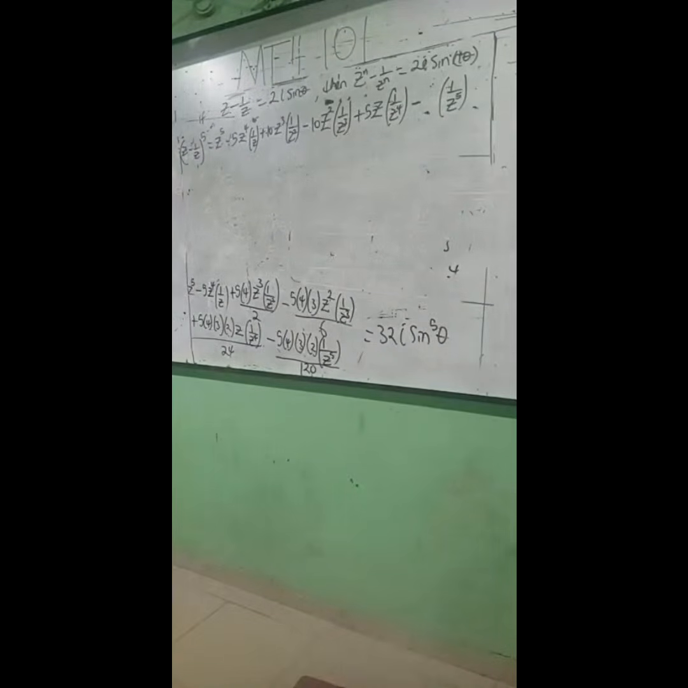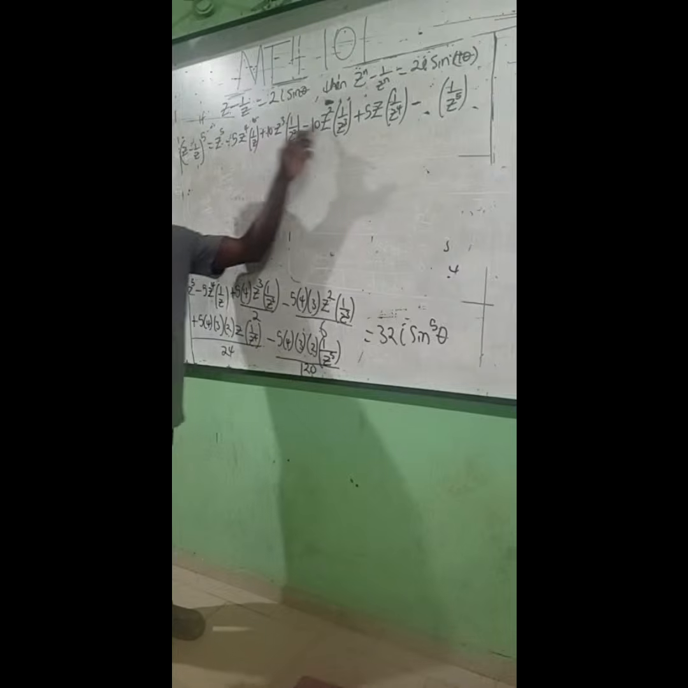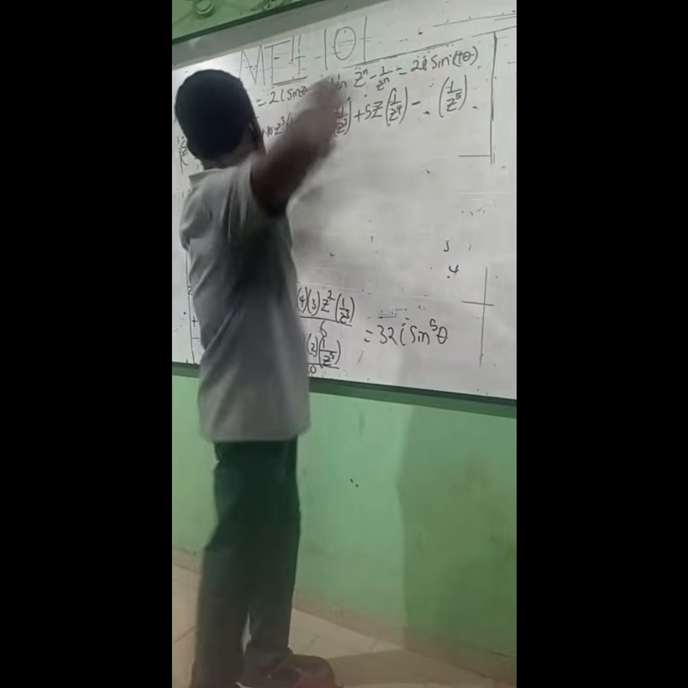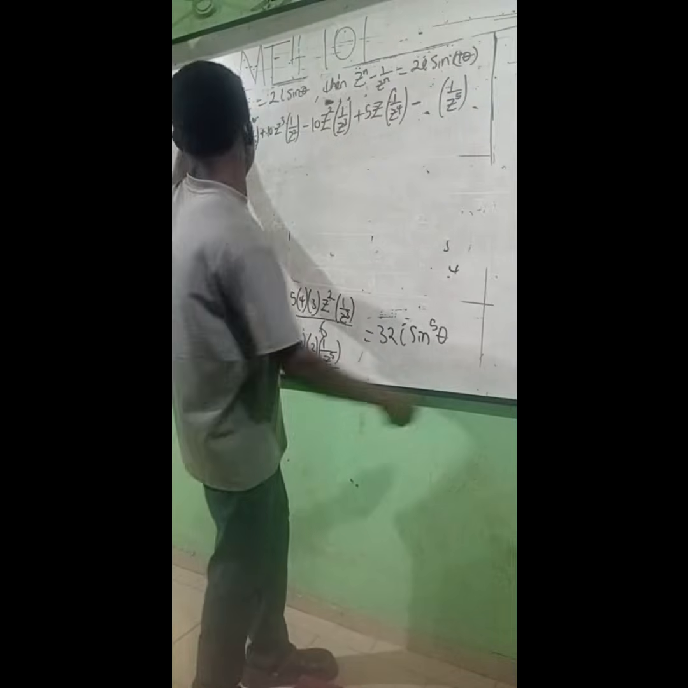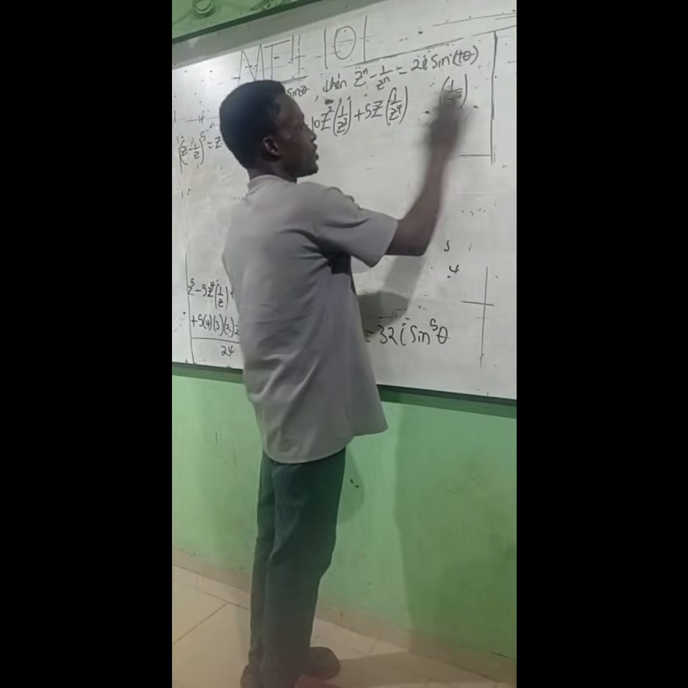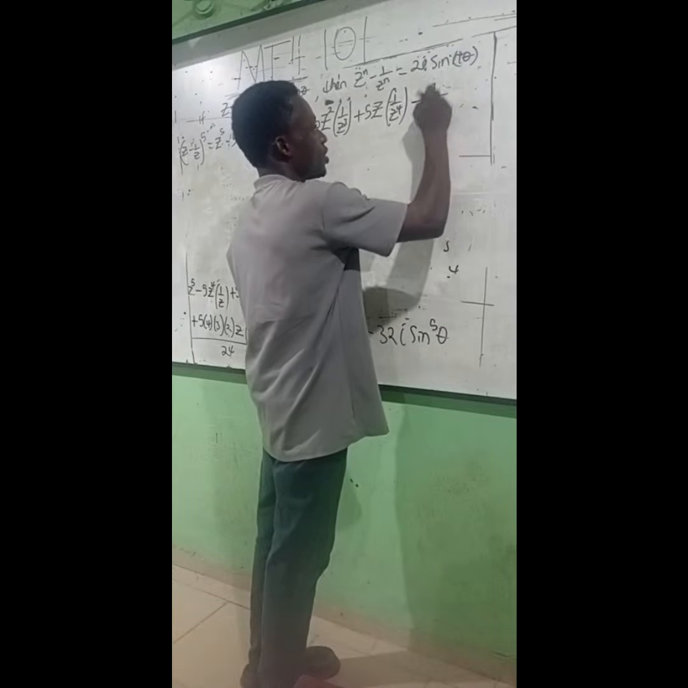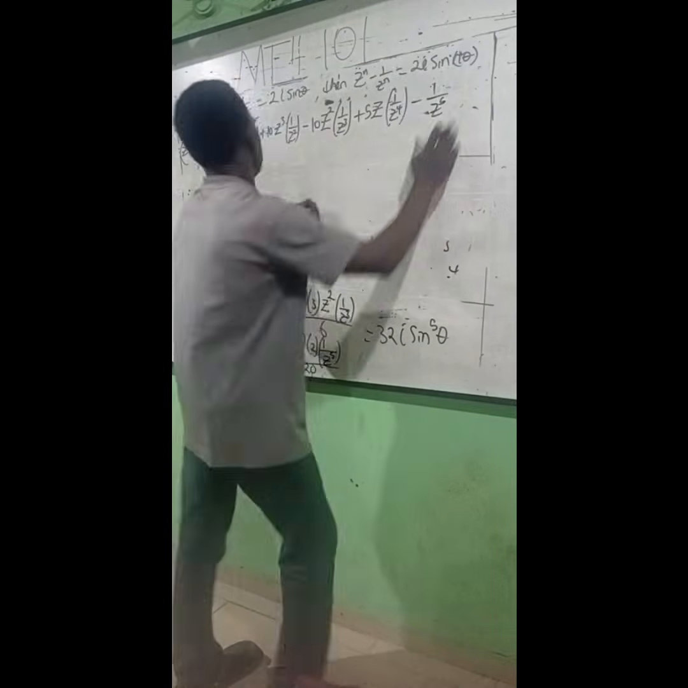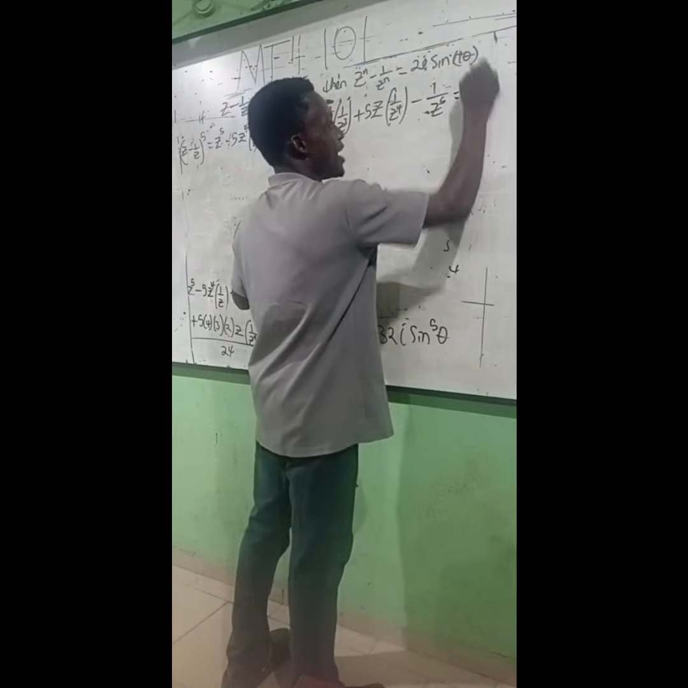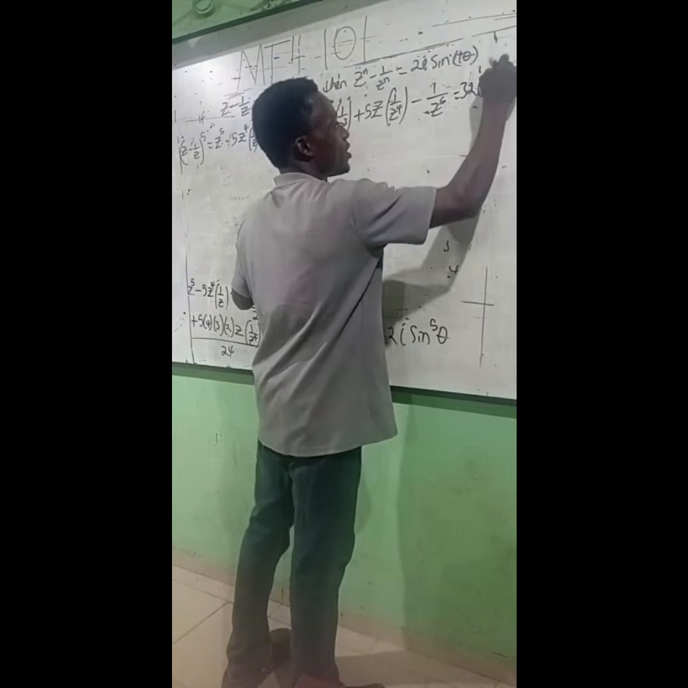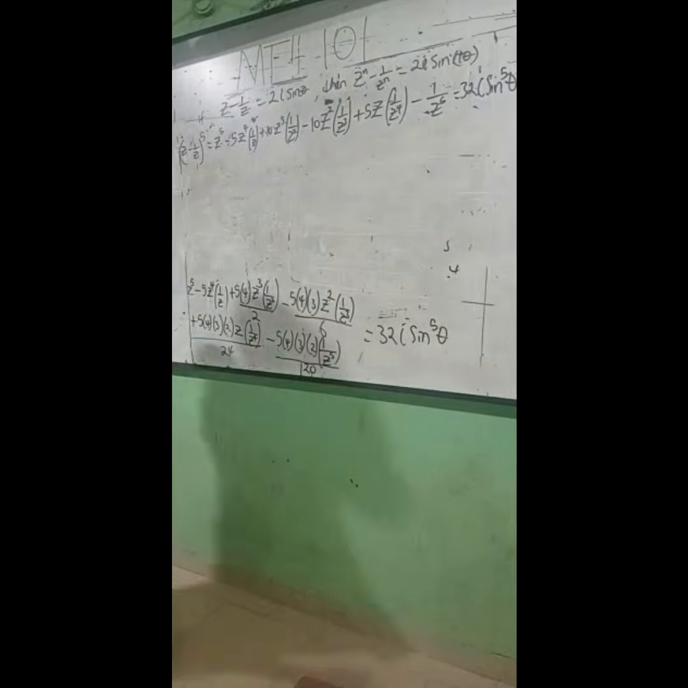So all this one will be reducing by 1, then this one will be increasing by 1. Once this one has reduced to the end, and once this one has increased to the highest power, then we use Pascal triangle to obtain the coefficient. 1 over Z5 equals what? 32i sin to the fifth power of theta.